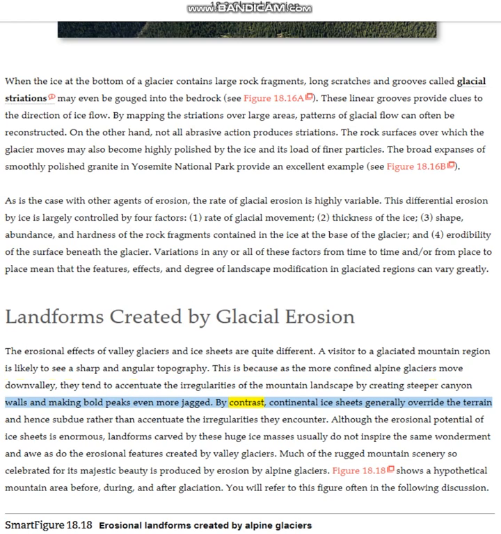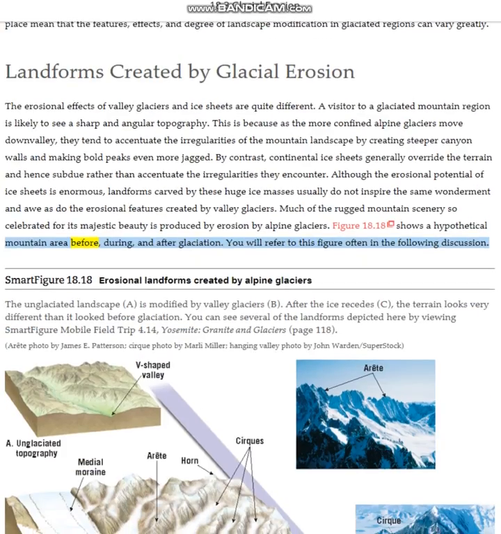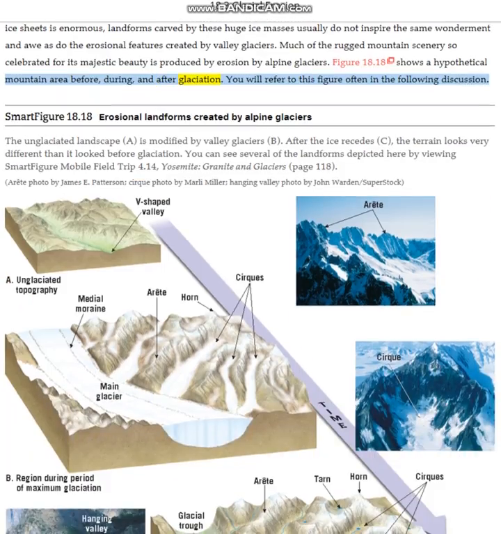By contrast, continental ice sheets generally override the terrain and hence subdue rather than accentuate the irregularities they encounter. Although the erosional potential of ice sheets is enormous, landforms carved by these huge ice masses usually do not inspire the same wonderment and awe as do the erosional features created by valley glaciers. Much of the rugged mountain scenery so celebrated for its majestic beauty is produced by erosion by alpine glaciers. Figure 18.18 shows a hypothetical mountain area before, during, and after glaciation. You will refer to this figure often in the following discussion.